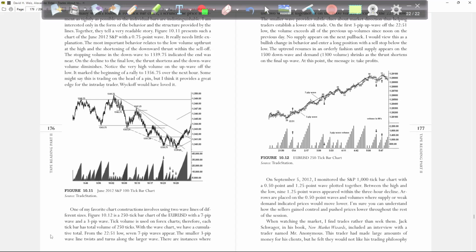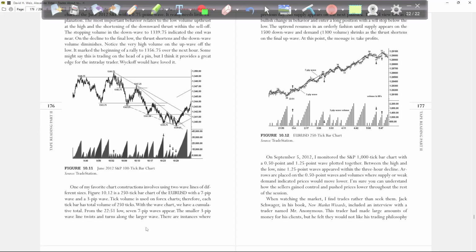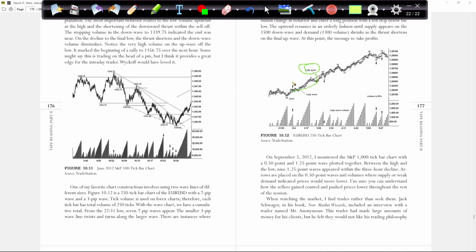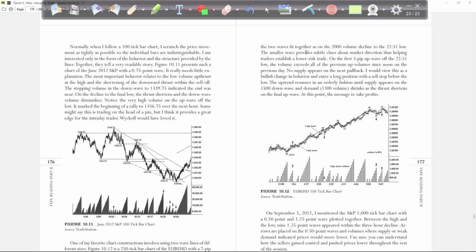With the wave chart, we have a cumulative total from the 2251 low, seven pip waves appear. The smaller three pip wave lines twist and turn along the larger wave. Here, then we go on the larger wave. There are instances where the two waves fit together, as on the 2000 volume decline to the 2251 low.